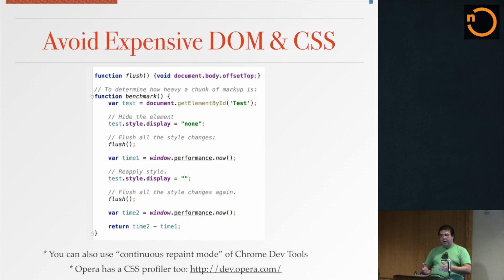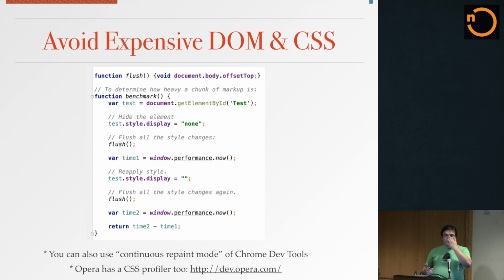And if you want something more granular, then you can use the high resolution timing API. And in this example, we are basically doing that too. So in this example, we are first getting an element and hiding the element and flushing all the style changes, then displaying the element and flushing again the style changes and taking two timestamp differences in between. And the difference between those timestamps is a rough estimate of how heavy the overall rendering or overall rastering load of that chunk of element is.